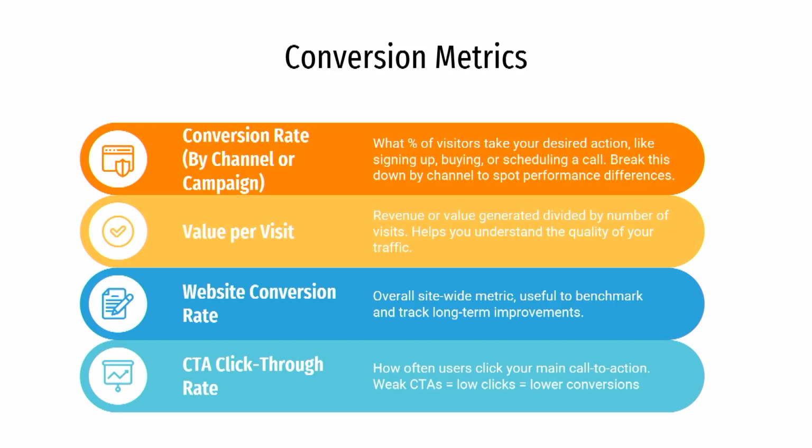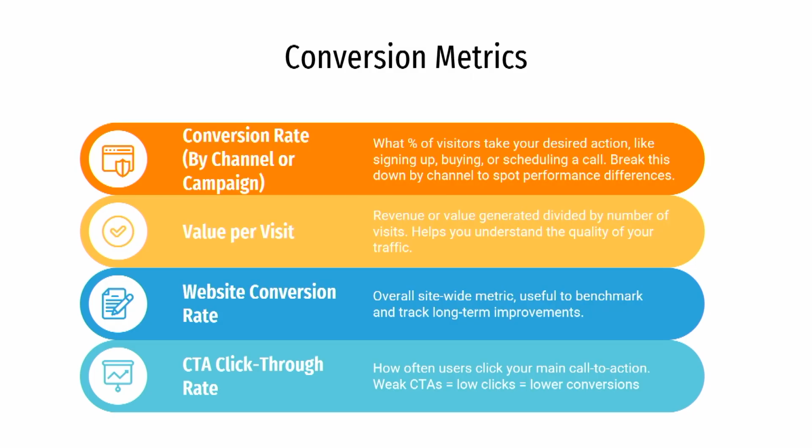Then the value per visit metric. Value, in a business scenario, can be profit or revenue. So, it is revenue or value generated divided by the number of visits. This particular metric helps us understand the quality of our traffic. The third metric is website conversion rate. What does it mean? It is an overall site wide metric, useful to benchmark and track long term improvements.